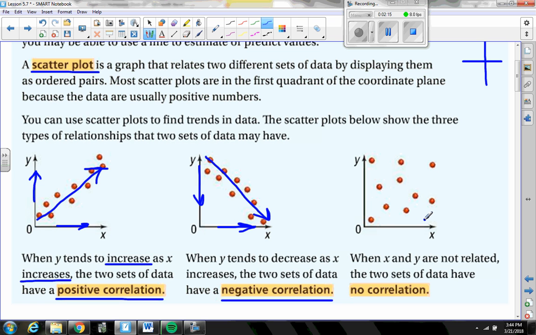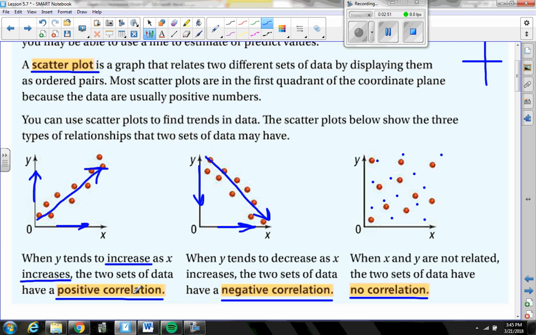And then if the x and y really, you can't see a pattern anywhere, like there's just a bunch of randomly scattered points every which way, like polka dots on your summer dress, we just say that scatter plot has no correlation at all. So positive, negative, no correlation basically is telling us how these two different sets of data are related. Do they increase with each other? Does one of them go down? Are they totally random? That's called the correlation of the two sets of data.